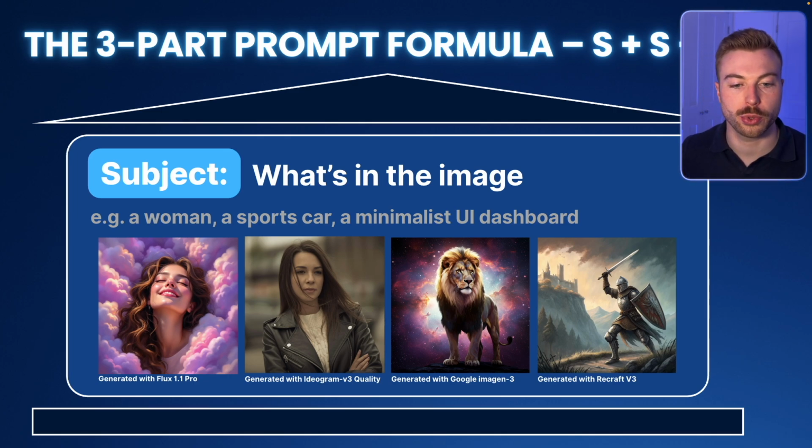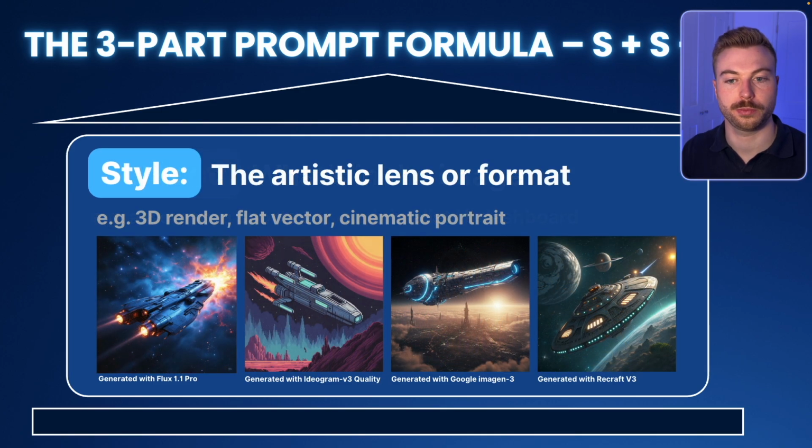We've got some examples there on the left-hand side. We've got what Flux would produce. We've got what Ideogram would produce. We've got one from Google doing a lion. And we've got some lights on the end. Again, what do we want included in this image that we're generating?